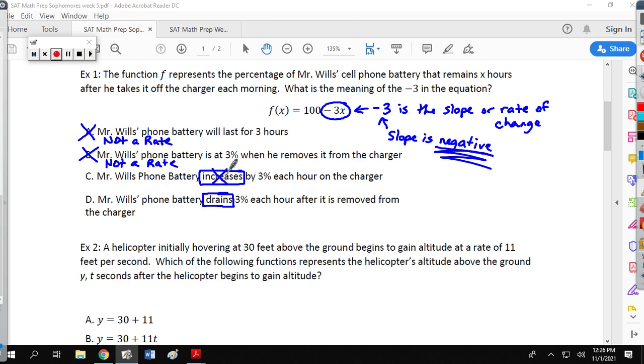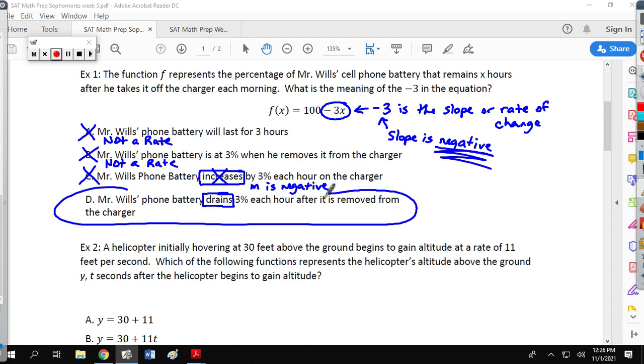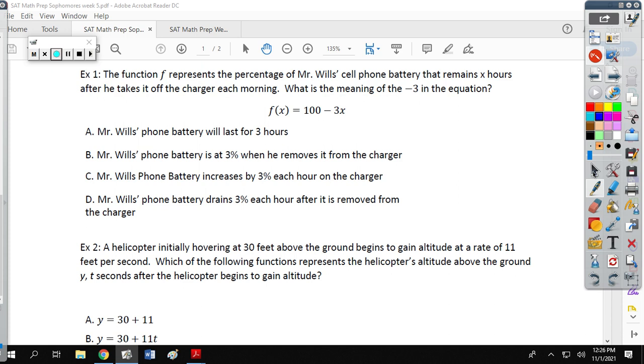Increases does not mean negative. Okay, in this case, our m is negative, and that is a word that indicates positive, which means that is not the correct answer. The correct answer would be that the -3 represents that Mr. Wills' phone battery drains 3% each hour after it is removed from the charger. All right, let's go on to example 2.